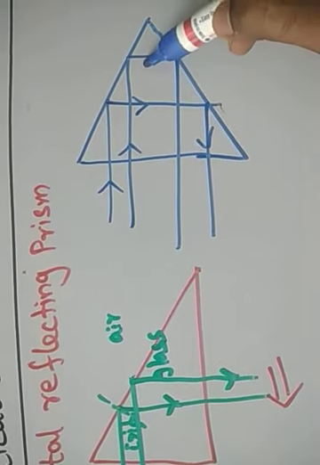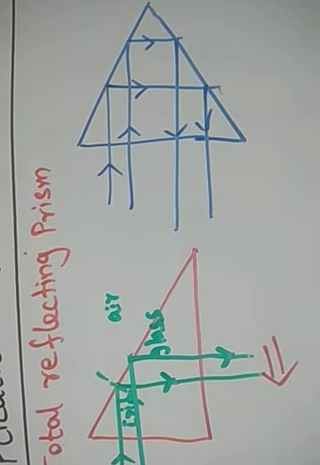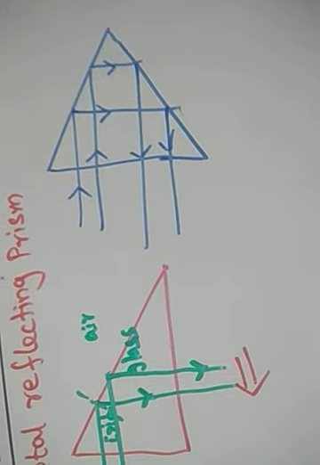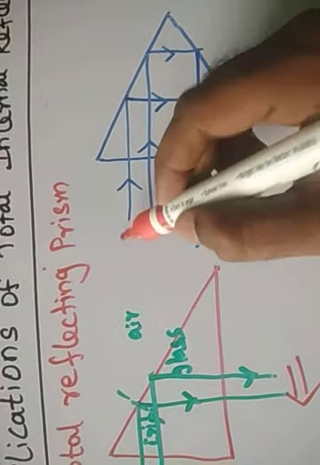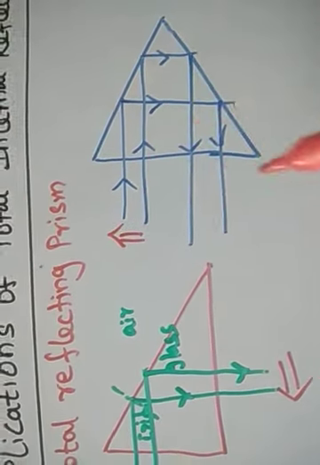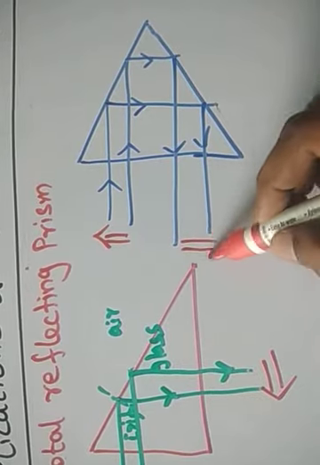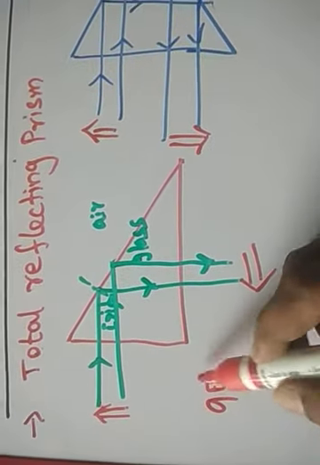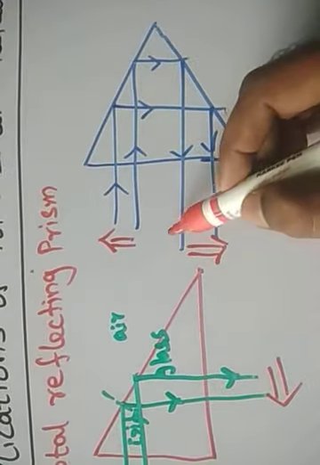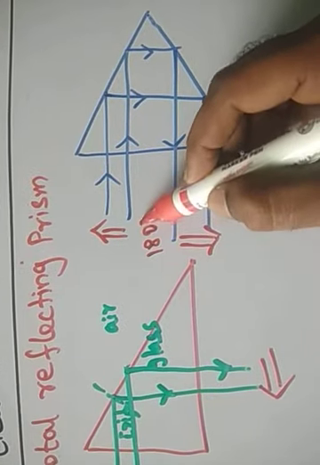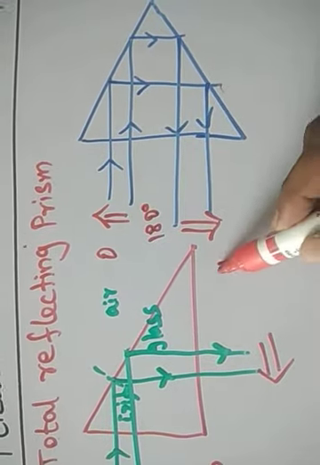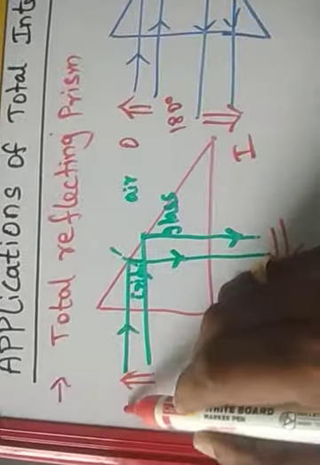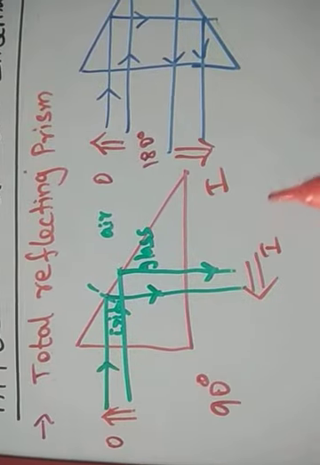So this is a 180 degree deviation. When the object height is like this, the image will be upside down. So this is a 90 degree deviation, and this is a 180 degree deviation. This is an object, this is an image. This is an object, this is an image.